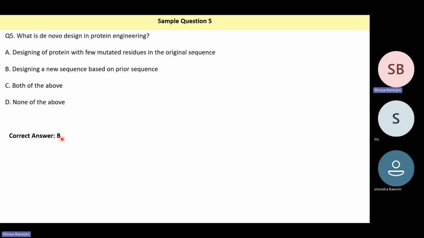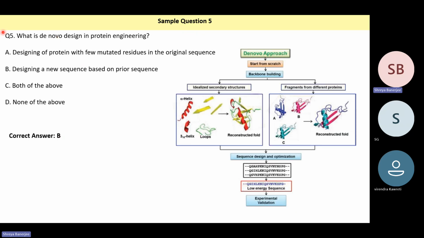So here the answer is de novo design is engineering a new sequence based on prior sequence. So if you remember, in the de novo approach, we start completely from scratch. We first build the backbone based on other known sequences which have the secondary structure that we want, and we take fragments of the different secondary structure to design the new sequence based on the known previous sequences, and that is option B.